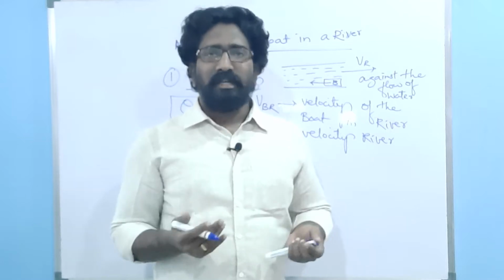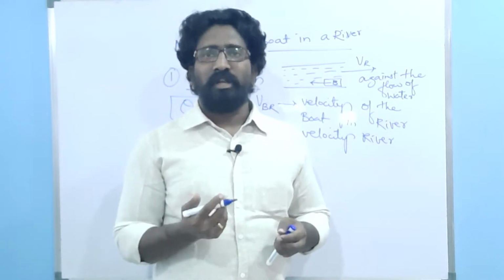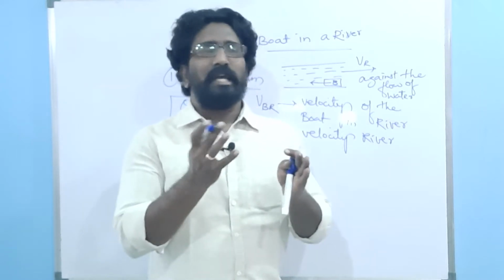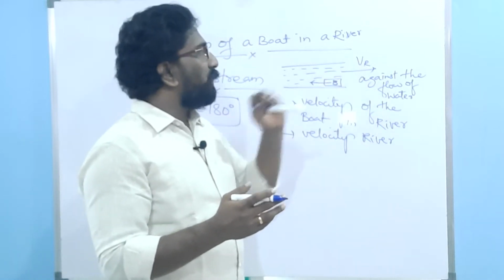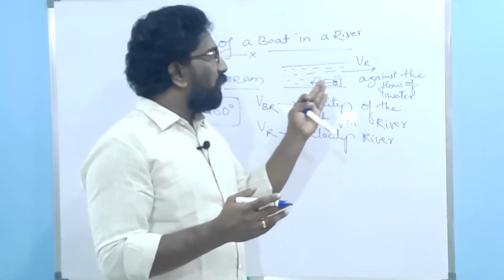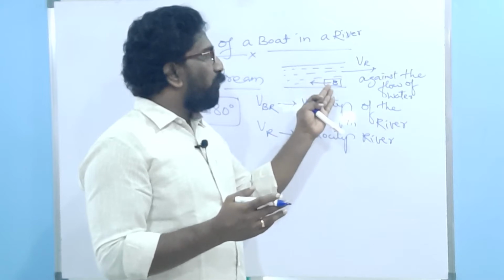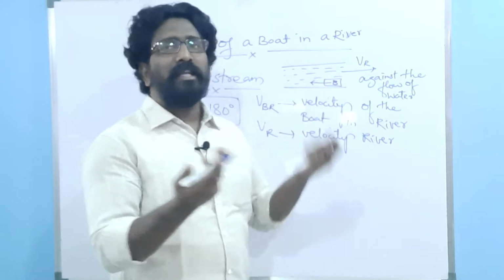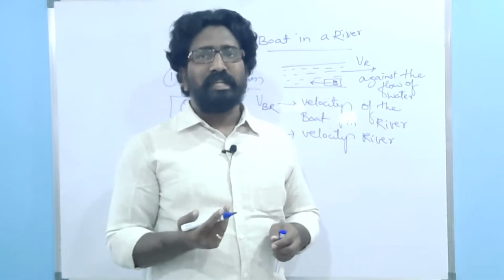Definitely if I take a difference of these two, I'll be getting the actual velocity of the boat. So that will be like 16 is for the boat and 8 is for the water. The actual velocity of the boat traveling against the flow of water will be 8 kilometers per hour. 16 minus 8, it becomes 8 kilometers per hour.